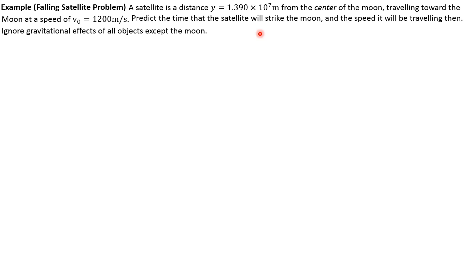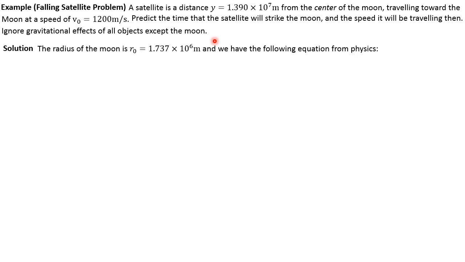We're going to ignore gravitational effects from all objects except the moon, so we're just going to assume this is a simple situation where we just have an object and we have the moon, and we'll ignore everything else in the universe but these two objects. And it still makes for a pretty interesting problem. First of all, I looked up the radius of the moon for your convenience. Here it is.